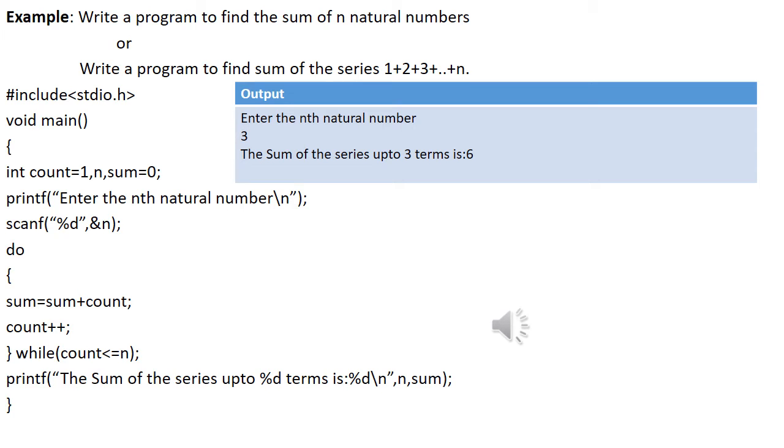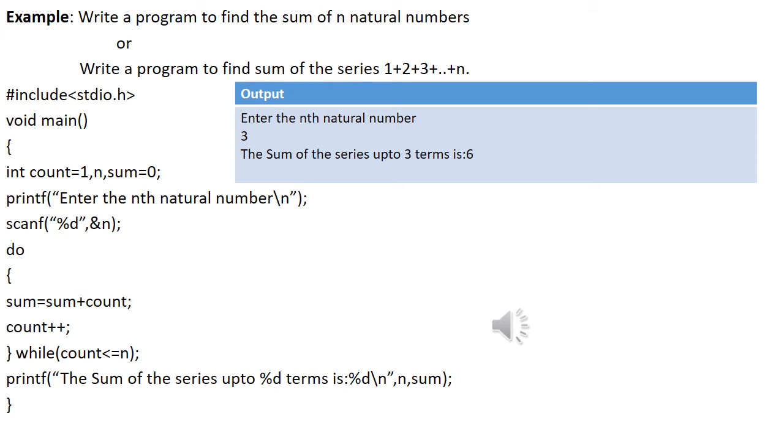Now here I'll just explain the do while part. Since it is a do while loop, the condition is not checked at the beginning, the condition is checked at the end. So the control will directly go inside the loop and sum equal to sum plus count. Sum is again initialized to 0. So 0 plus count. Now count is initialized to 1. I have given input as 3.